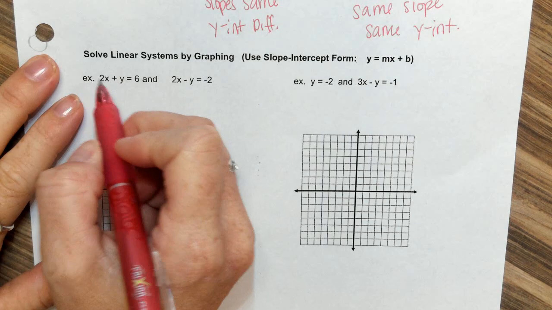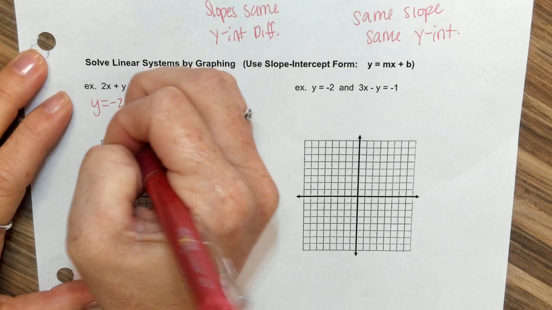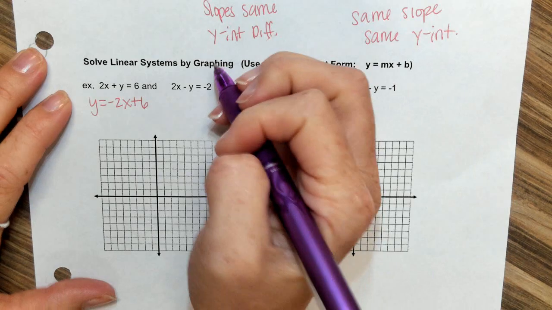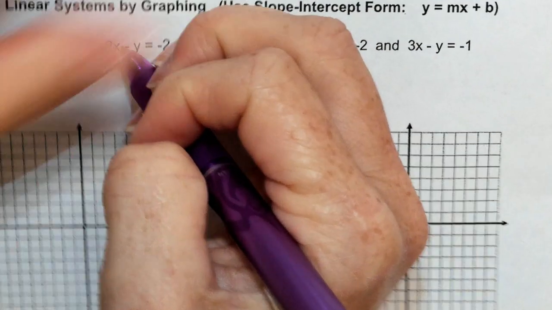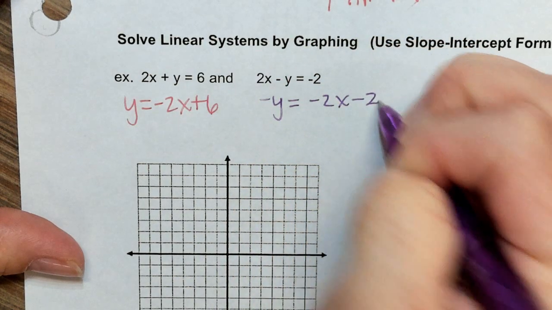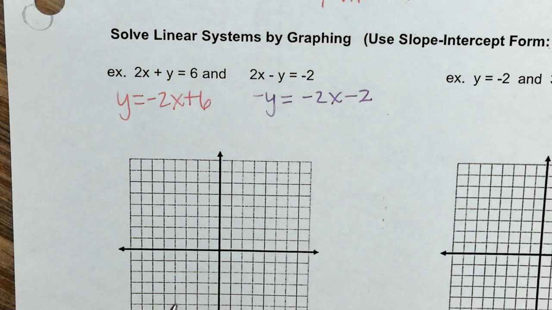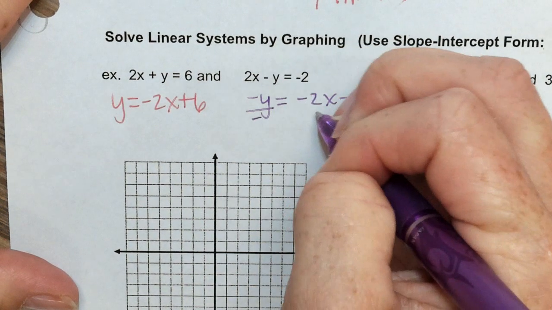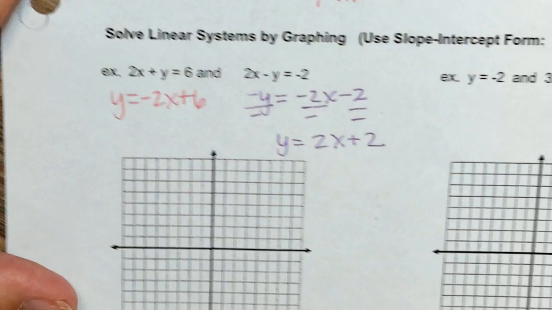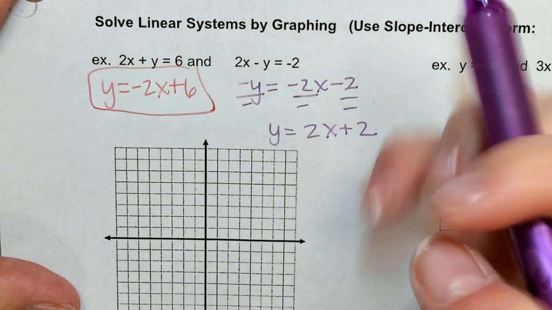So how would I get this 2x to the other side? So I have y equals negative 2x plus 6, so I need to graph this one, and then I also need to rearrange this one. How am I going to get the 2x to the other side here? So I have negative y equals negative 2x minus 2. Can I have a negative y? How do I get rid of it? Divide everything by negative 1. So it's just all going to become opposite. So y equals 2x plus 2.